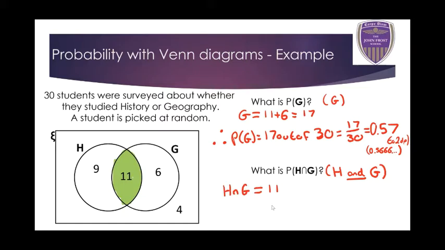Well, there's 11. Therefore, the probability of finding someone who does history and geography, or H intersect G, well, there's 11 of them, and there's 30 people in total, so it's 11 out of 30. 11 divided by 30 is 0.37 to 2 decimal places. It would be 0.3666 recurring, all right? Let's have a look at another one.